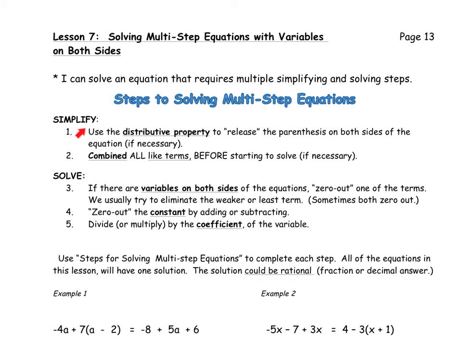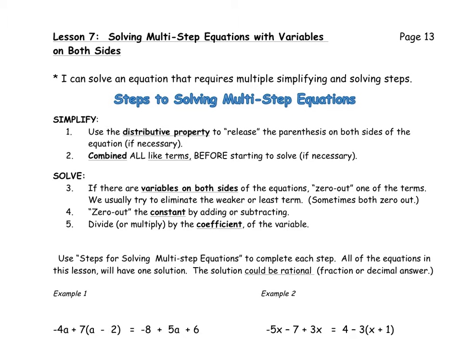First, we have to simplify both sides of the equation, and we need these two steps. We use the distributive property to release the parentheses on both sides of the equation if necessary. Sometimes we're not given it on both sides. Then we combine all like terms before starting to solve, and we do this only if it's necessary. Sometimes it doesn't require term combining. However, we must do it in this order. If we're given both, we must do the distributive property first and then combine like terms.